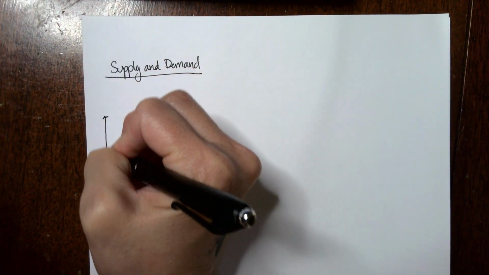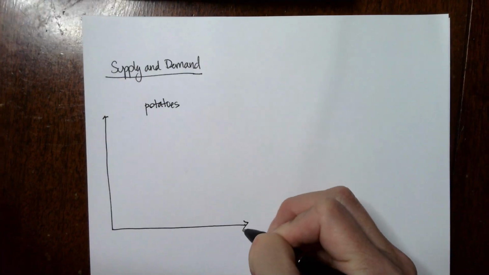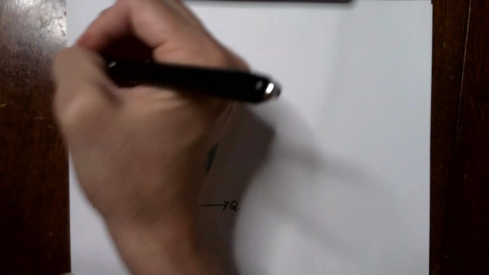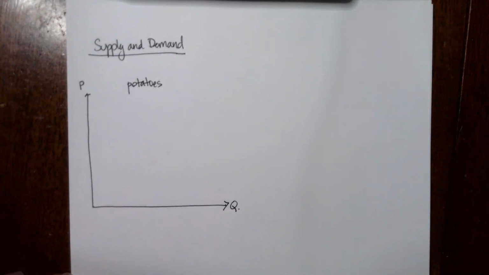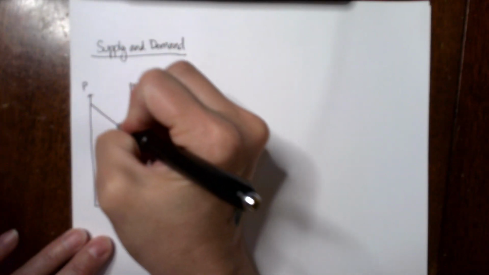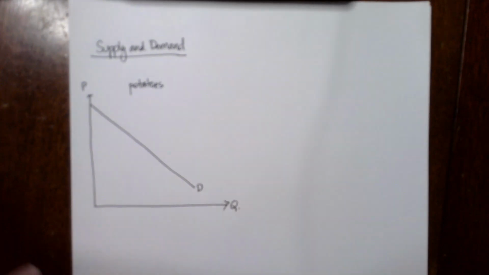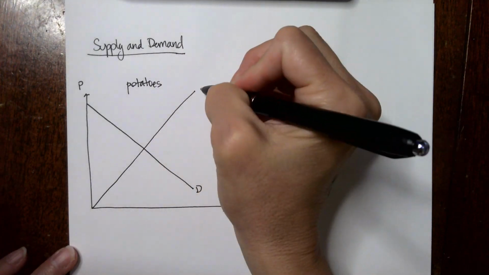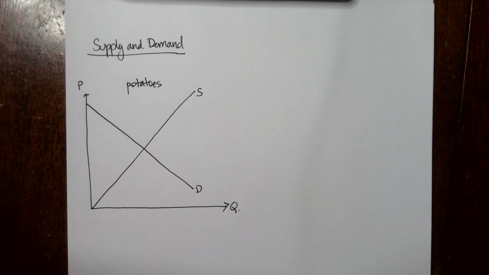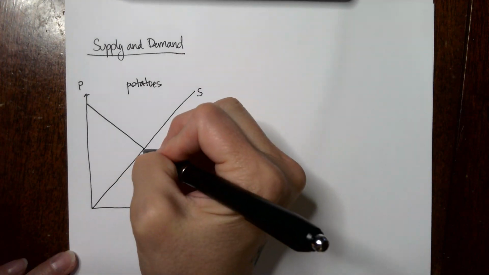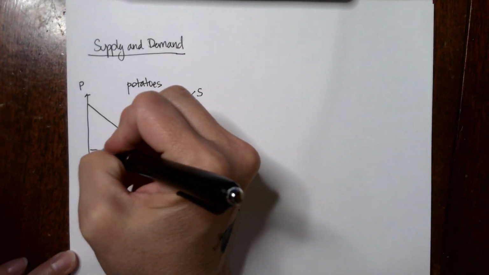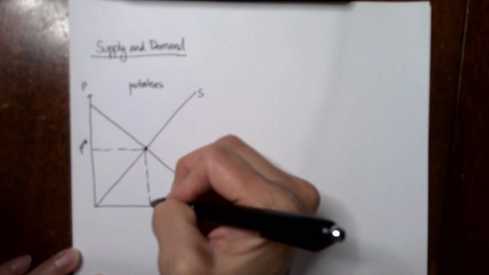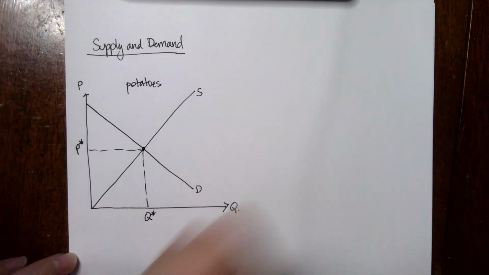I'm going to draw my axes. I'm going to label the horizontal axis Q for quantity and my vertical axis P for price. I'm going to draw a downward sloping demand curve and label it D for demand. I'm going to draw an upward sloping supply curve and label it S for supply. Our equilibrium is here, the price P star, where the quantity demanded equals the quantity supplied, and the market clears.